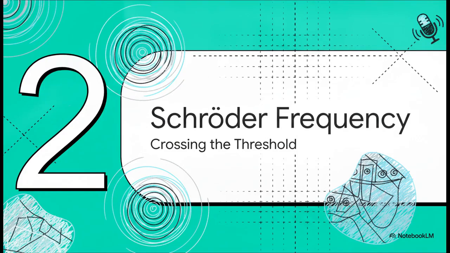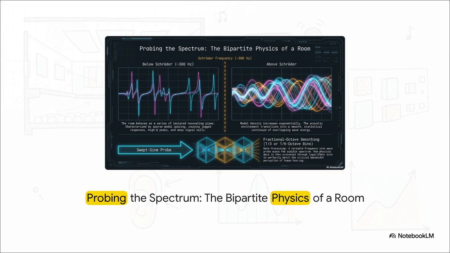Section 2. Schroeder frequency, crossing the threshold. There's a literal border crossing in the physics of whatever room you are in right now, known as the Schroeder frequency.